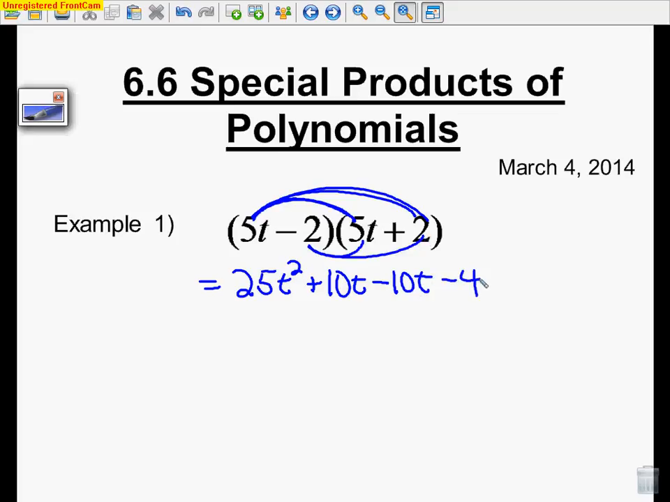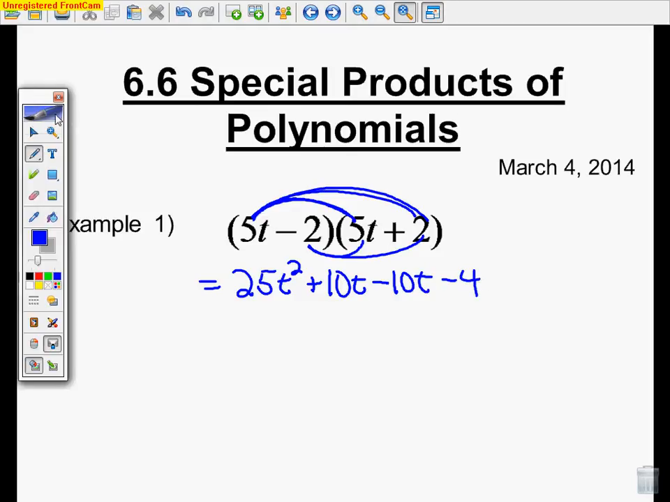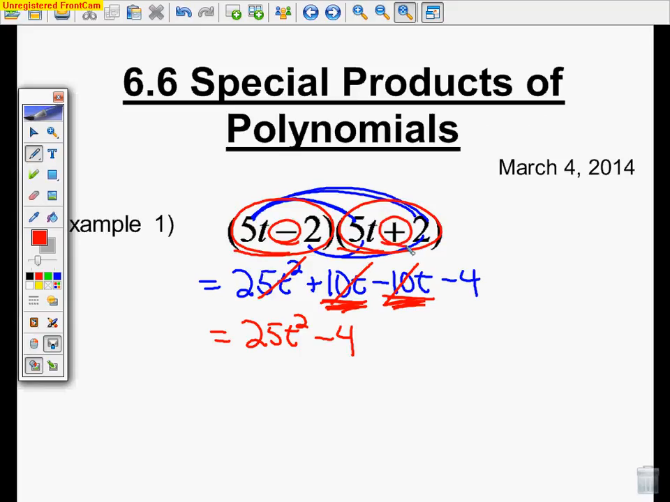Now notice what happens here. When we combine like terms, we get 25t squared, because there's nothing like terms with that. 10t and negative 10t do what? Cancel. And then we just bring down that minus 4. So notice that our outside term and our inside term cancel out. Well, that will always happen when we have two binomials that are exactly the same, except one is a minus and one is a plus.